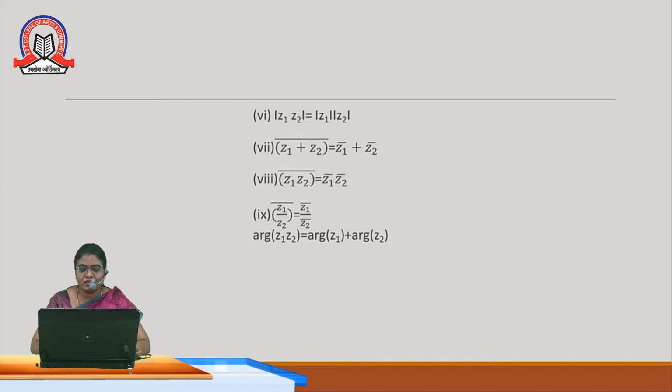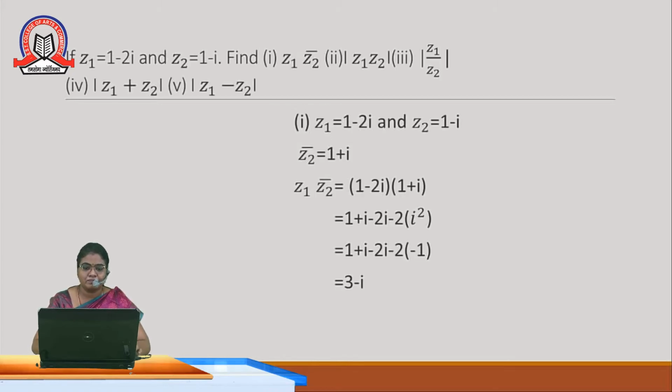Therefore, argument of z1 z2 is the answer for argument of z1 plus argument of z2. These are the properties we are having. Using this property, we are going to see one problem.